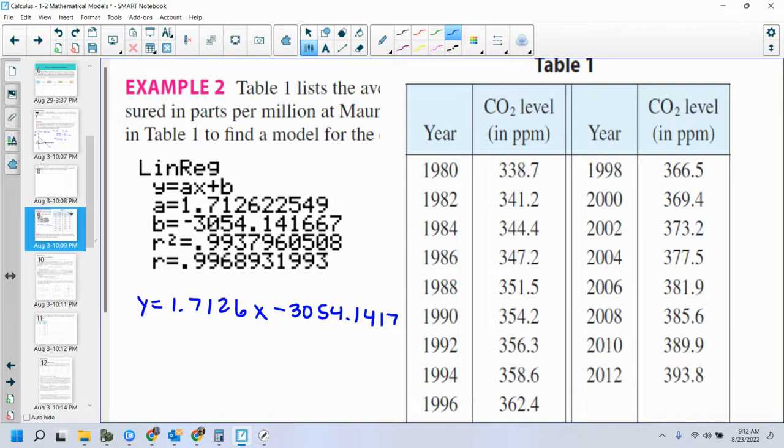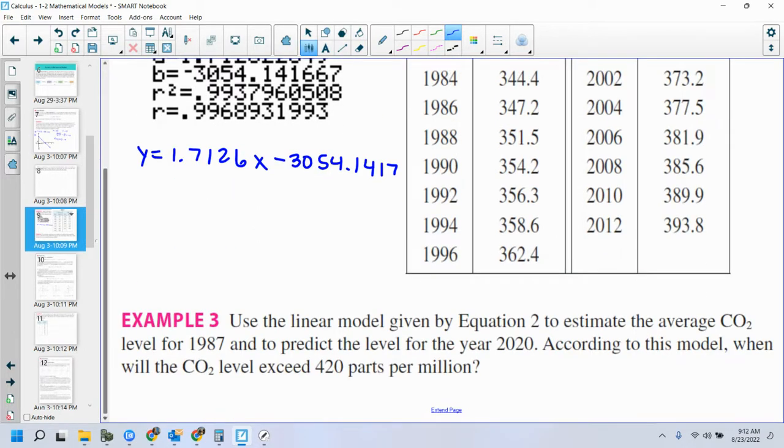So here's my equation. And again, what I can say here is that no matter what x value I pick, I can now make predictions on the future. So, the book says, use the linear model given by equation 2 to estimate the average CO2 level for 1987. Okay, what am I doing here? I'm actually looking back within my data and saying, using this model, using this trend, what would have been in 1987?